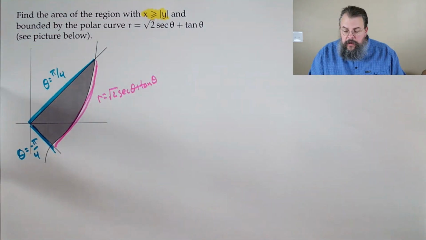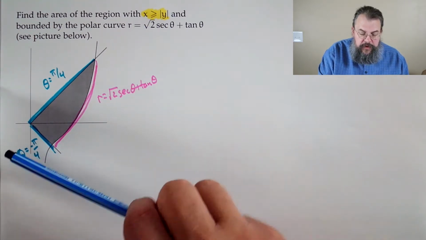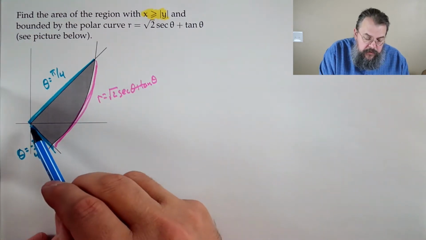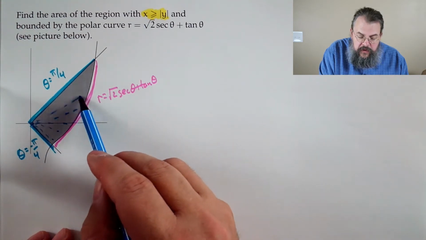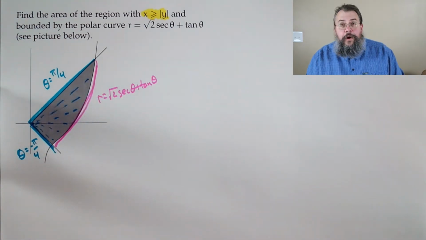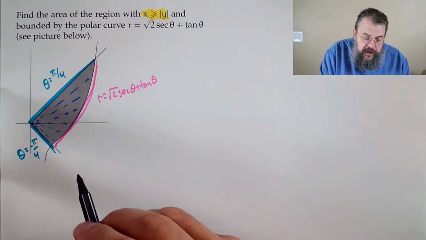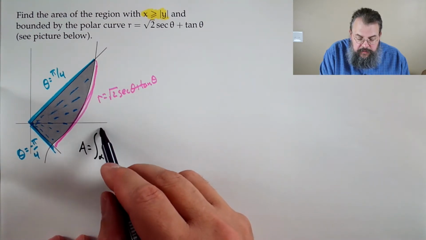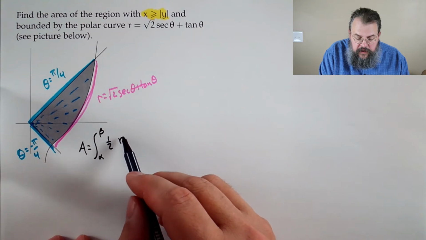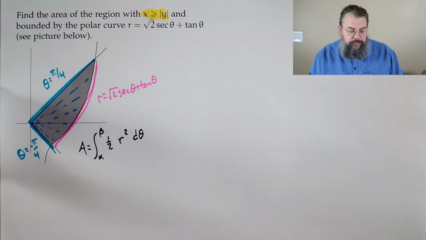And now we say, okay, we can see what's happening here. What's going to happen is we're always going to go between our two angles, negative pi over 4 to pi over 4, and then we're going from our center out to this other curve. So this is great. We can set up this integral pretty straightforward now. So we get our area is integral alpha to beta 1/2 r squared d theta. Okay, that's just our generic form, right?